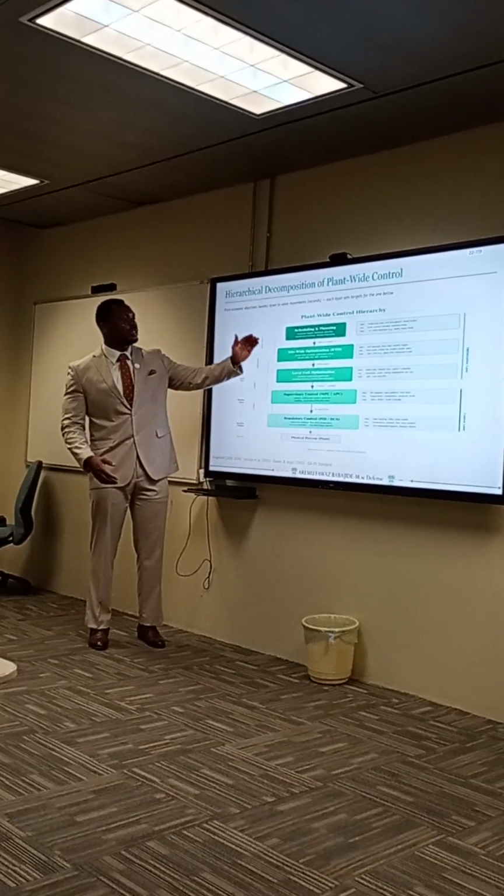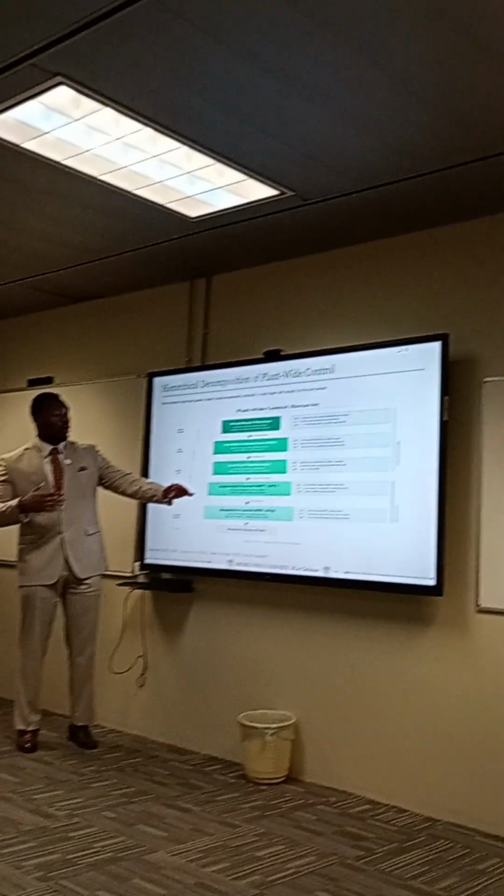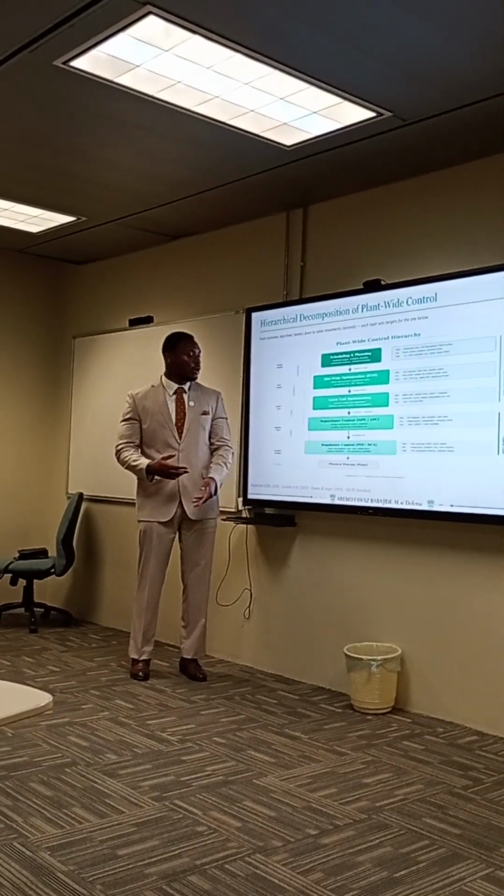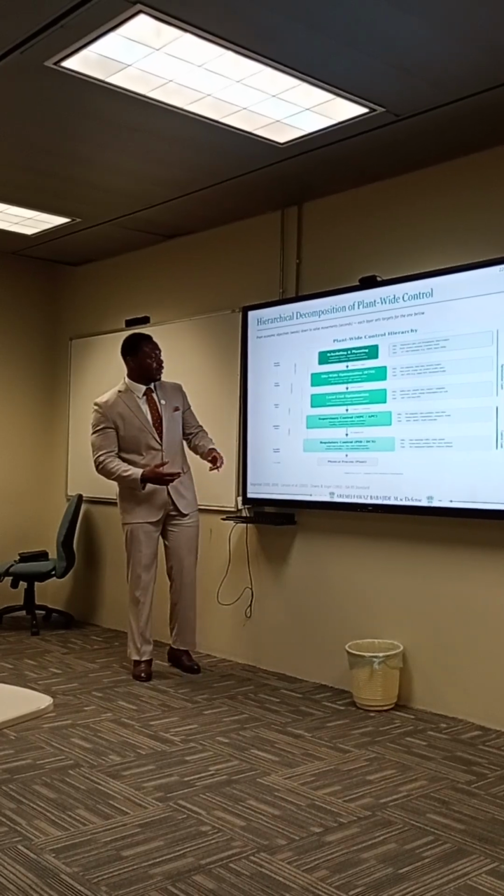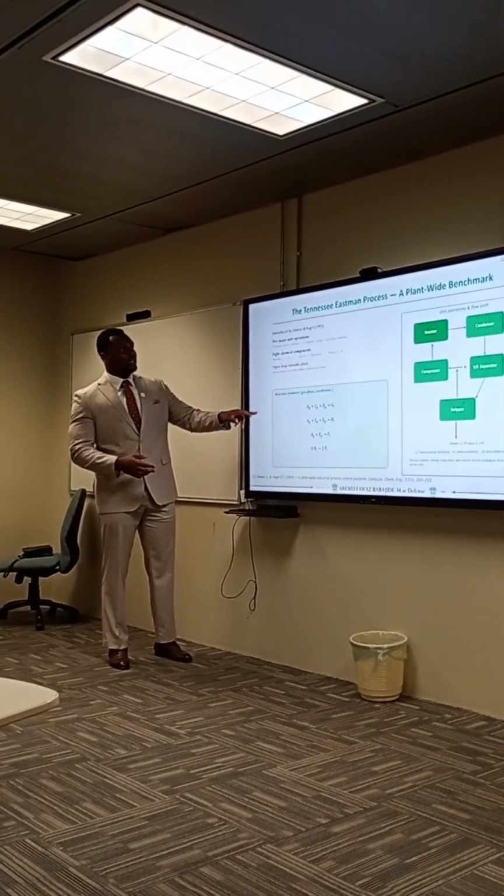And of course, set points and optimized outputs are sent down across the chain of command in process control. So basically, that's what you have.